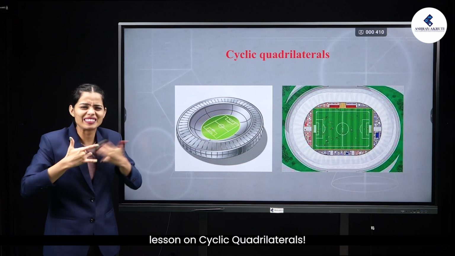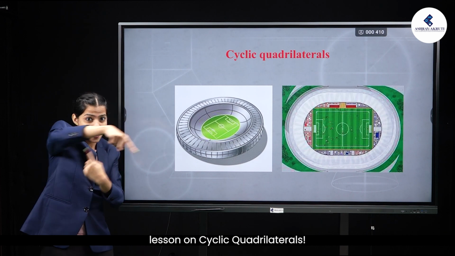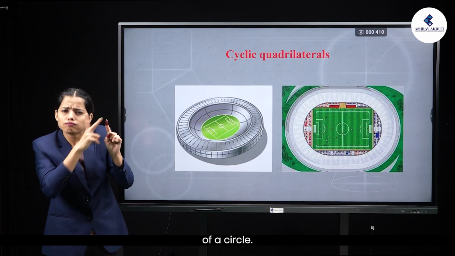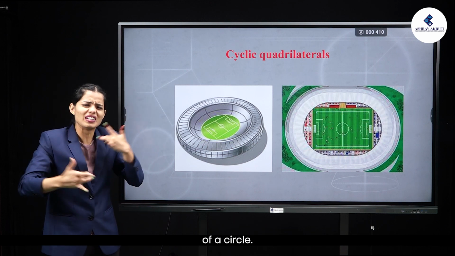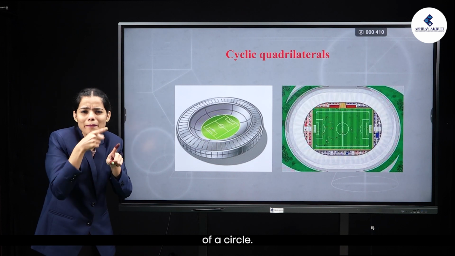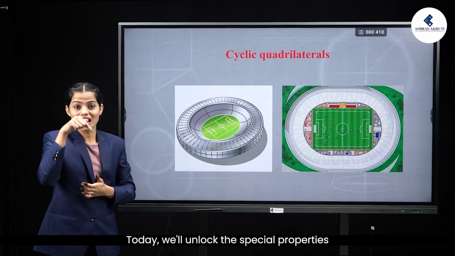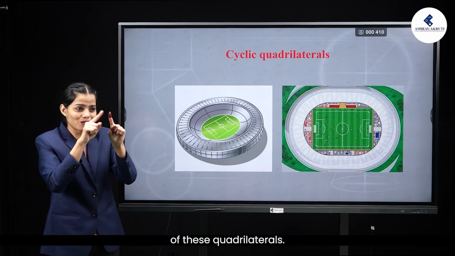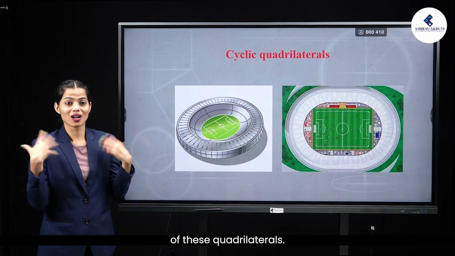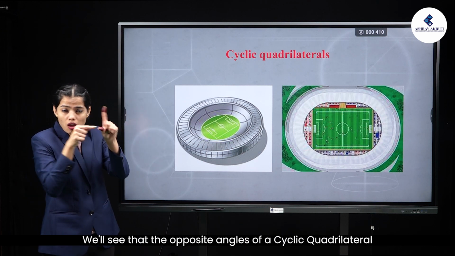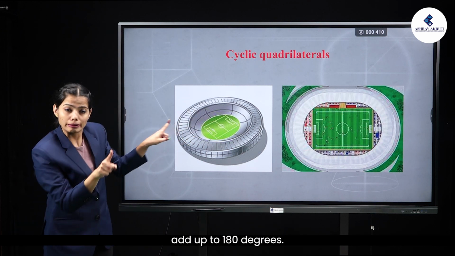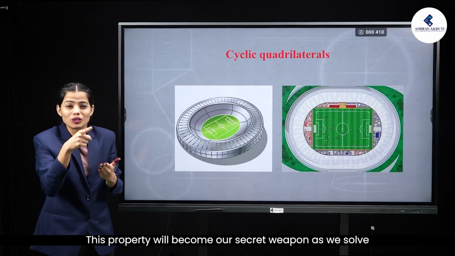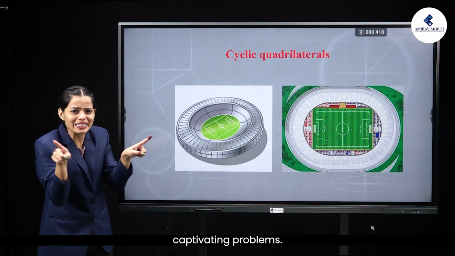Welcome to an exciting lesson on cyclic quadrilaterals. Picture a quadrilateral with its four vertices resting on the edge of a circle. Today, we will unlock the special properties of these quadrilaterals. We will see that the opposite angles of a cyclic quadrilateral add up to 180 degrees. This property will become our secret weapon as we solve captivating problems.